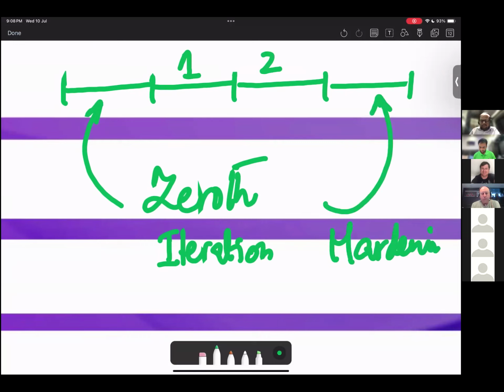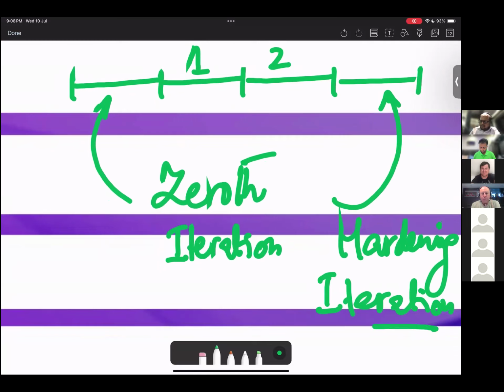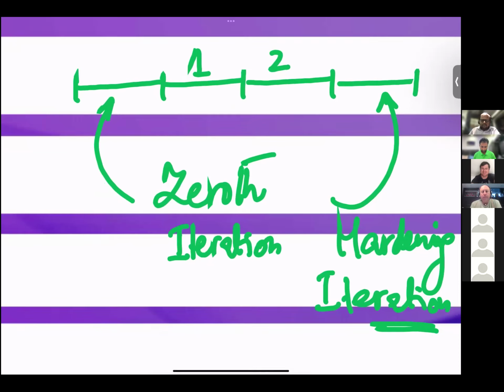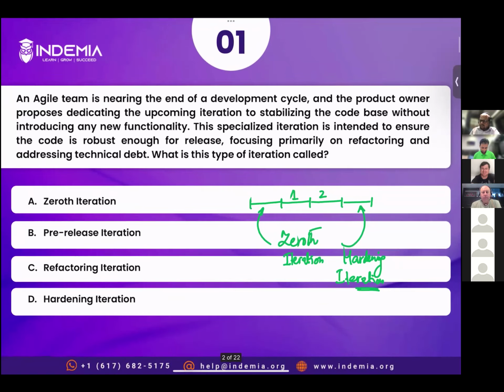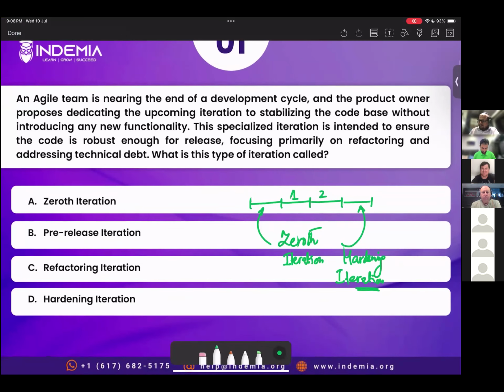So this is the term that we used in Agile. So this is the iteration where we make sure that whatever we are delivering, it is solid, it is free from defect, and it is ready to be released. So this is called hardening iteration. So there is no concept like pre-release iteration or refactoring iteration. So we have 0th iteration and we have hardening iteration. However, 0th is the first one, hardening is the last one before you release. So correct answer is option D.